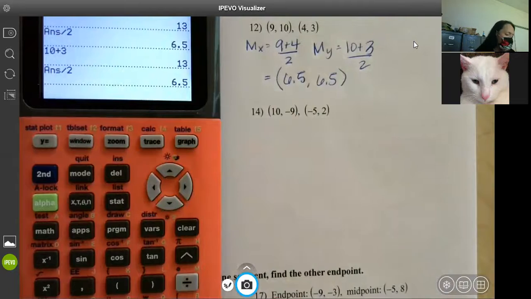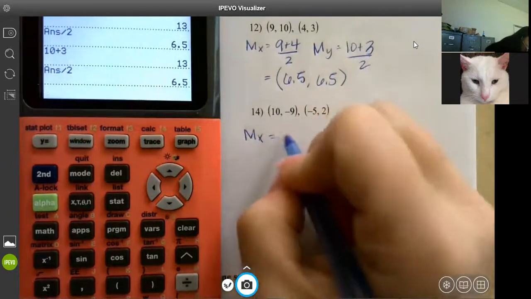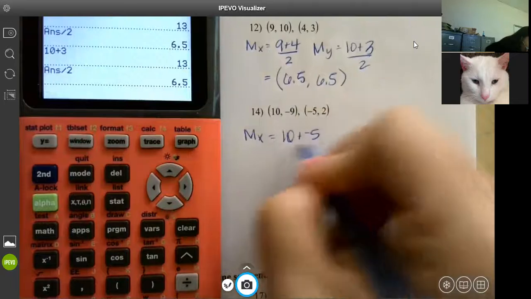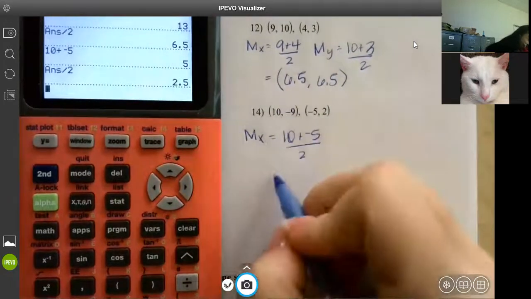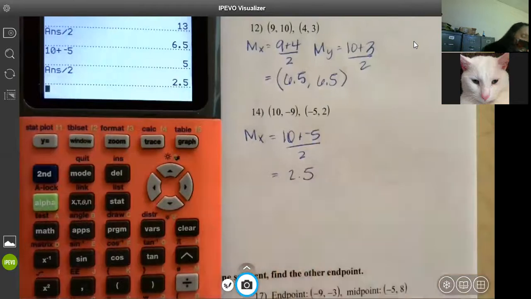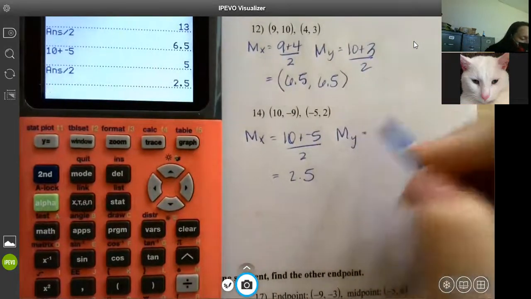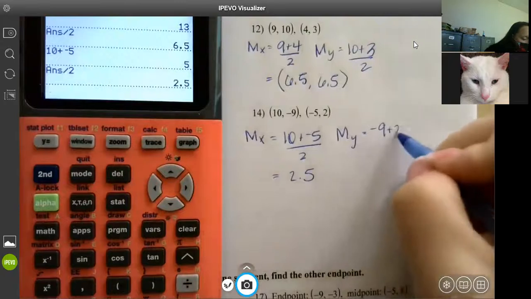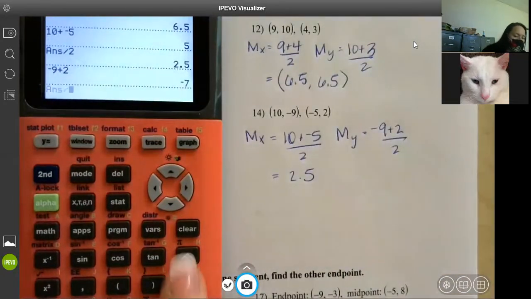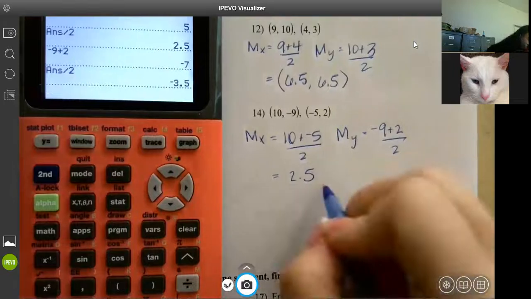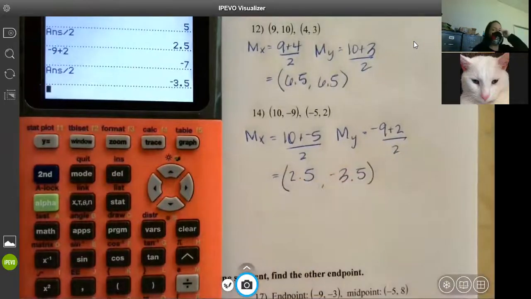Okay. On number 14, what are your two x's? So add your 10 and -5 and divide by 2. And we get 2.5. Your two y's are -9 and 2. We're going to add those together, divide by 2, and we get -3.5. That is your coordinate.